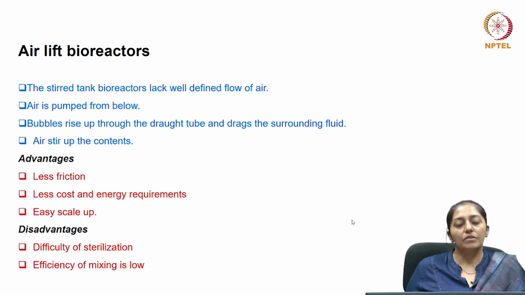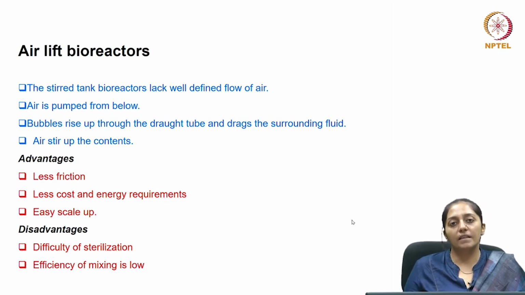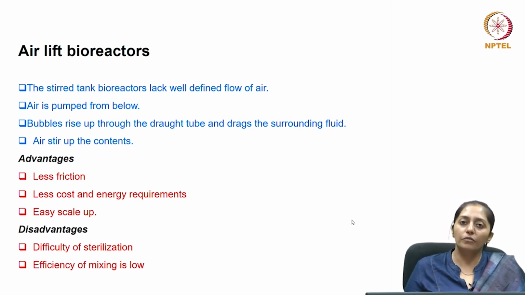There are certain demerits also attached to these kind of reactors. It involves difficulty of sterilization, and the efficiency of mixing is low, obviously because there are no moving parts inside these reactors. But the mixing is happening because of the liquid currents which are formed as the air bubbles drag the liquid along with them. So, depending on the placement of the sparger, the liquid circulation can be clockwise or anti-clockwise direction to facilitate mixing.